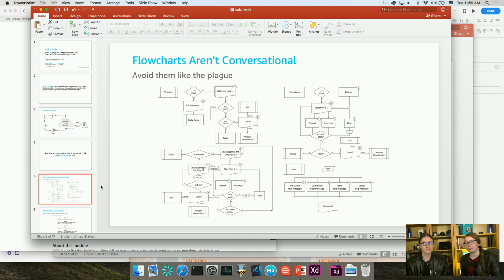You probably have a really good idea at that point of what you're going to build, how the basic flow is going to go down, but then you're going to break that really quickly. So again, flowcharts aren't conversational. You want to avoid them because they're not going to lead down a path towards having a great conversational experience.